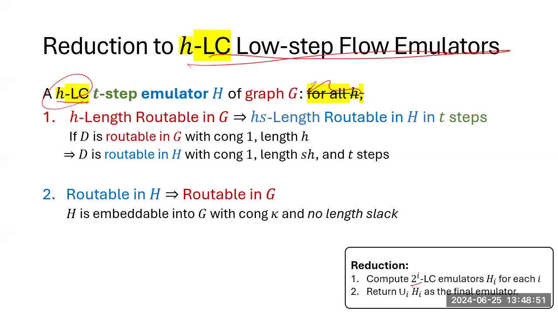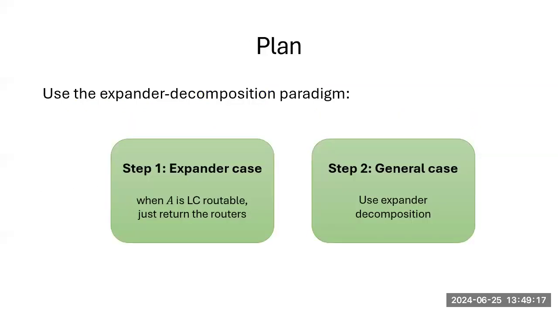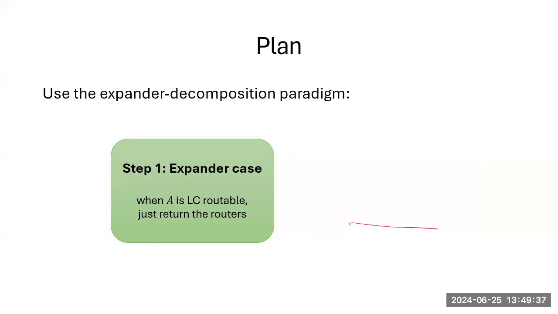Okay. So I will try to tell you how to construct this thing: edge length constraint, low step flow emulator. Just for explanation, I tell you how to construct this for one node weighting A. This is actually more general, yet it's clearer to explain. So let me try to tell you why this exists. The plan is to follow the expander decomposition paradigm. That is, suppose that A is already an expander, or routable, then show this emulator. And if it's not routable, then just apply expander decomposition.